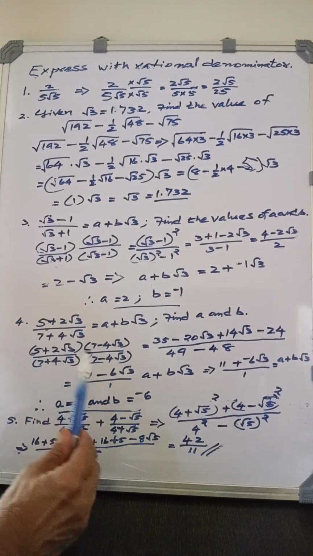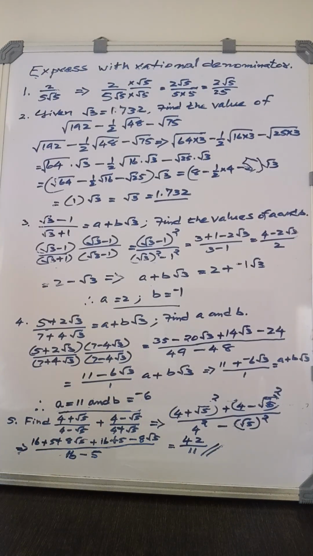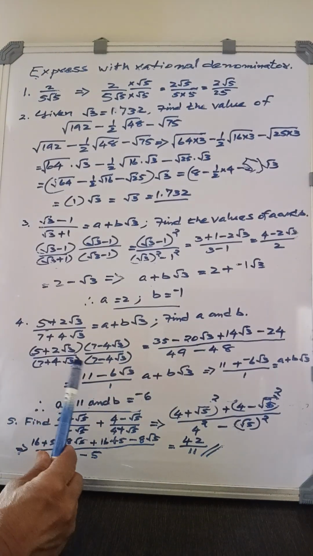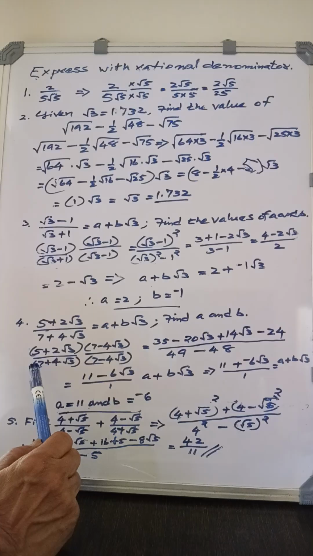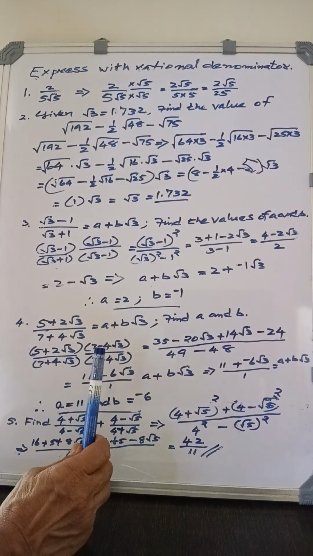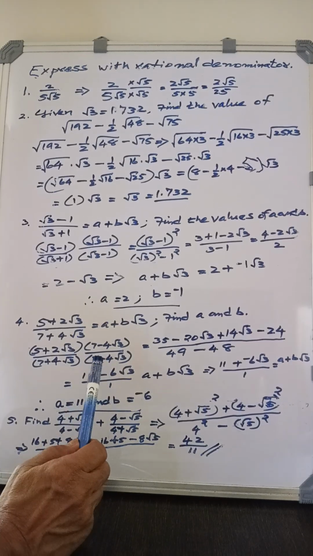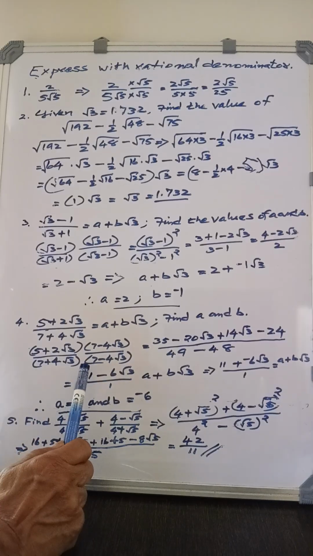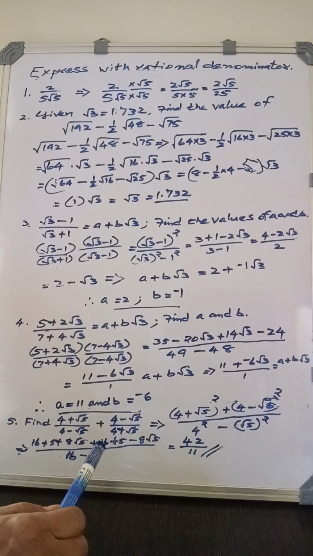Next question, 5 plus 2 root 3 by 7 plus 4 root 3 equals a plus b root 3. Find the value of a and b. 5 plus 2 root 3 by 7 plus 4 root 3. Conjugate the denominator. Therefore, 7 plus 4 root 3. The conjugate of 7 plus 4 root 3 is 7 minus 4 root 3. Multiply the numerator and denominator by 7 minus 4 root 3, we will get 5 plus 2 root 3 by 7 plus 4 root 3 into 7 minus 4 root 3 by 7 minus 4 root 3.